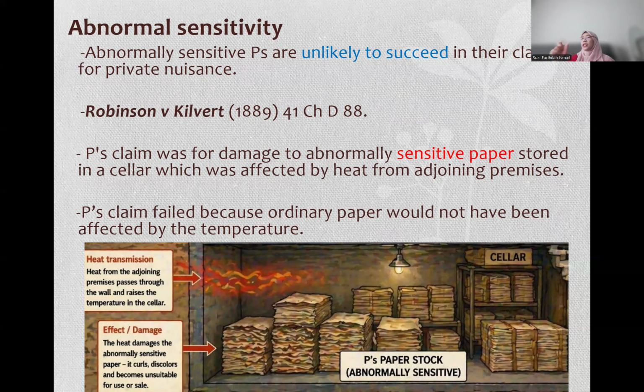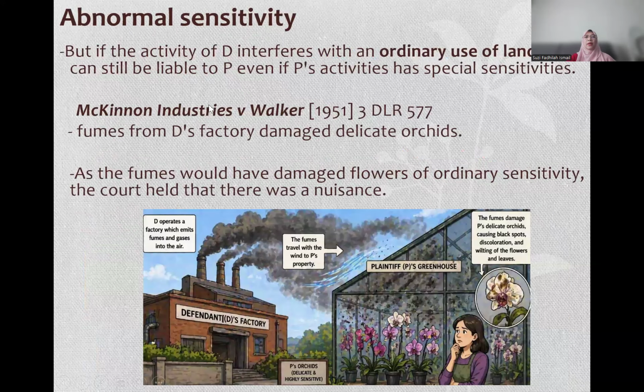If we twist the facts a little bit, what if other papers would also be damaged by the heat? Then the plaintiff can claim. The court looks into whether ordinary paper would be affected or damaged. So this is the case. In comparison to Robinson and Kilvert, this one involves flowers or orchids. McKinnon Industries and Walker, this is 1951.